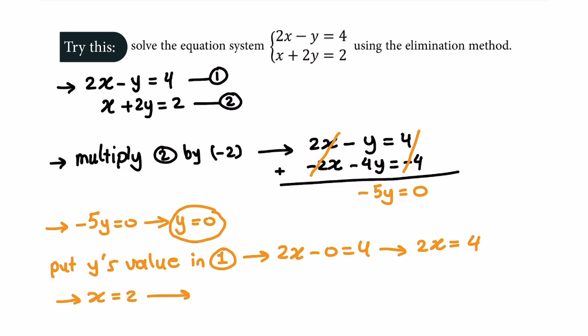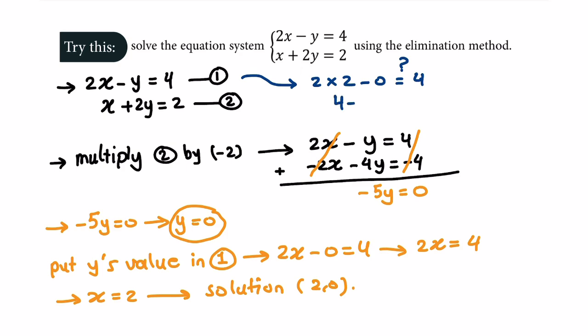So in this case, we have the solution, which is 2 and 0. To make sure if my answer is true or not, I put them in the same thing. So in this case, I have 2 times 2, okay? Minus 0 equal 4. I want to know if it's equal to 4 or not. 2 times 2, we get 4. Minus 0 equal 4. Yes, 4 equal 4 is true.